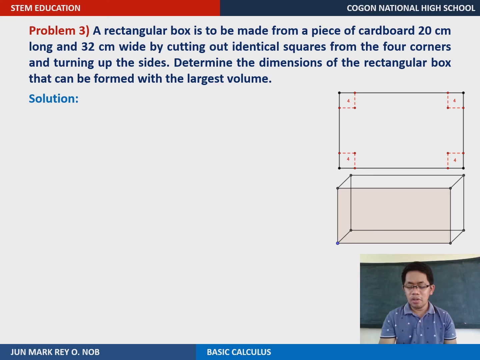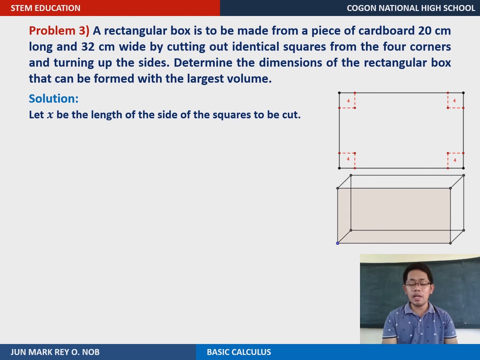So notice that the dimension of the squares to be cut becomes one of the dimensions of the side of the open rectangular box. So the question is, what should be the dimension of the squares to be cut along the four corners such that the open rectangular box to be formed attains its maximum volume? Alright, let's solve it all together.